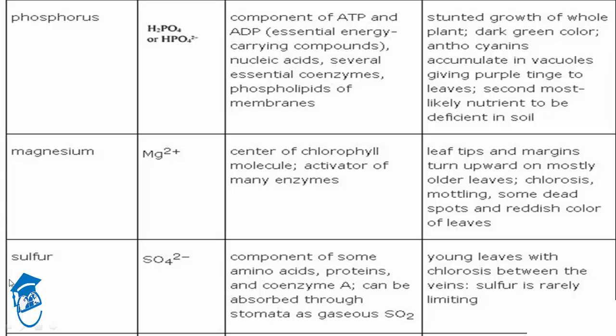Now come to the sulphur, which is another most important macronutrient, which is absorbed in the form of sulfate ion, that is SO4 2 minus. Now what's the role of sulphur? Sulphur is a component of some amino acids, proteins, and coenzyme A. It can be absorbed through stomata as gaseous sulfur dioxide. And what's the deficiency symptom of sulfur? Young leaves with chlorosis between the veins. Sulfur is rarely limiting. Okay, so this was all about the macronutrients.